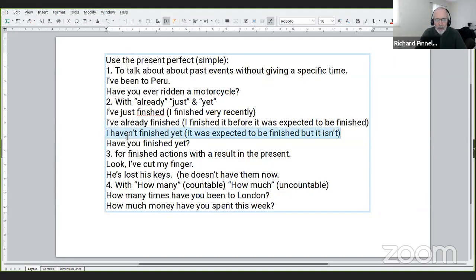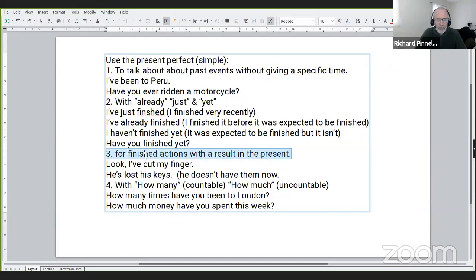I haven't finished yet. The yet is like "todavía." It was expected to be finished, but it isn't. I haven't finished it yet. And also we can use yet in questions. Have you finished yet? Already is in positive statements, and yet is in negatives and questions. So this is the second use of the present perfect tense with the adverbs already, just, and yet.